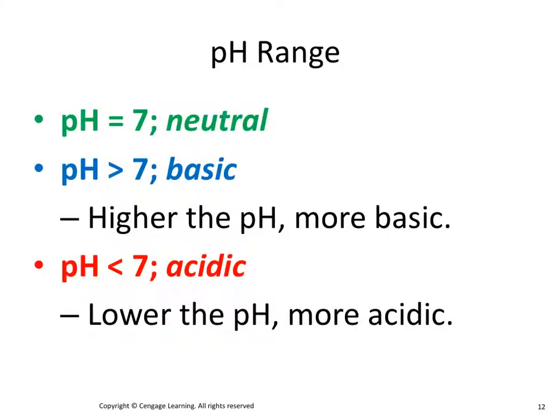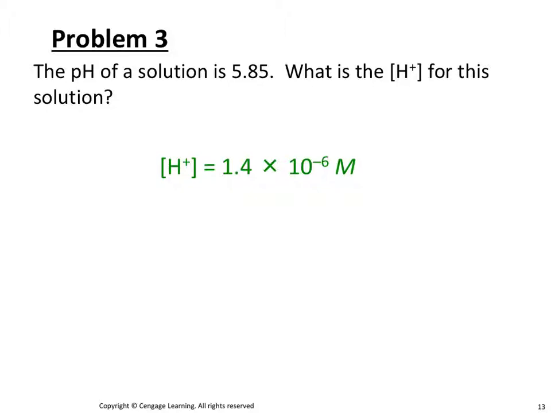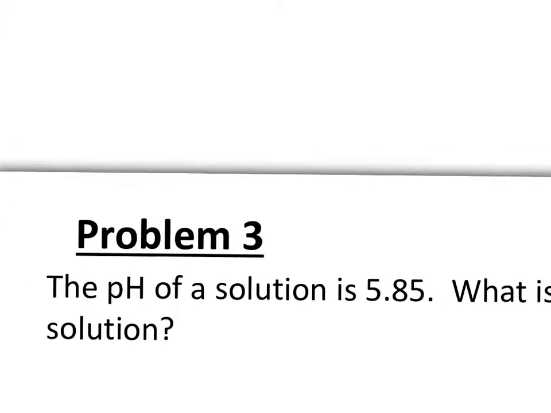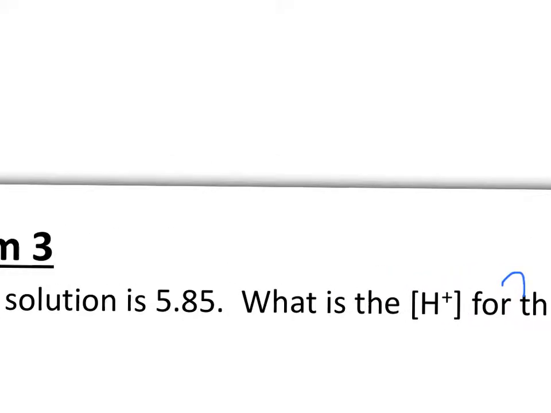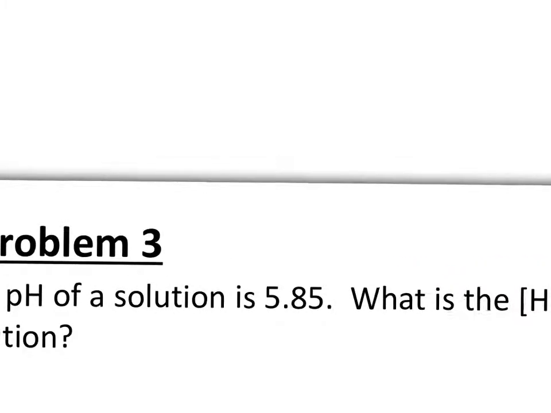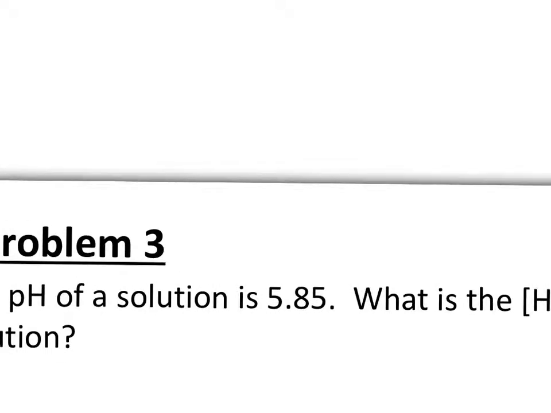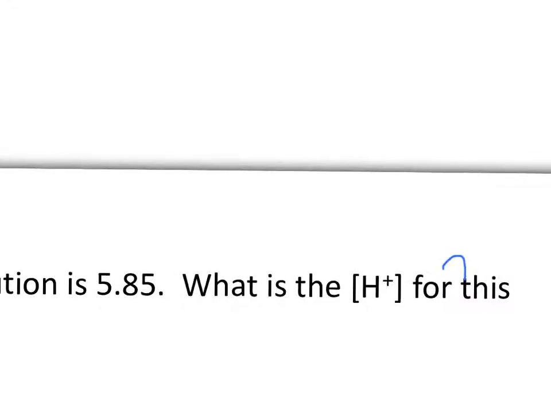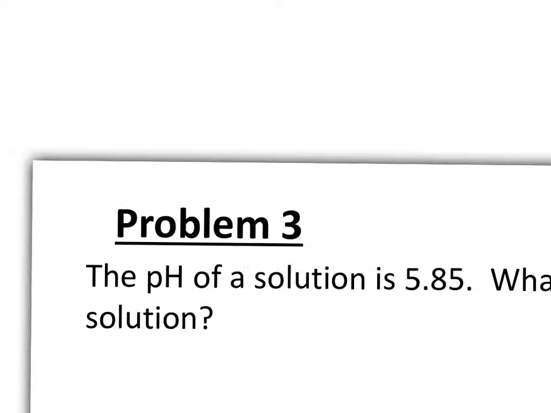All right, pH range. If it's equal to 7, it's neutral. Greater than 7, basic. Less than 7, acidic. You should know that. Okay? So, the pH of a solution is 5.85. I misread it earlier. What is the H plus for this solution?